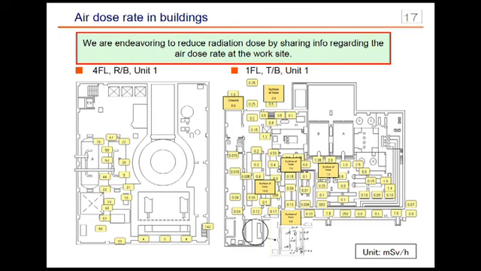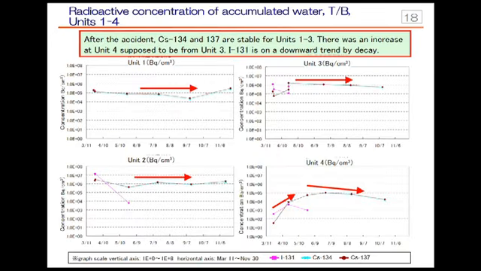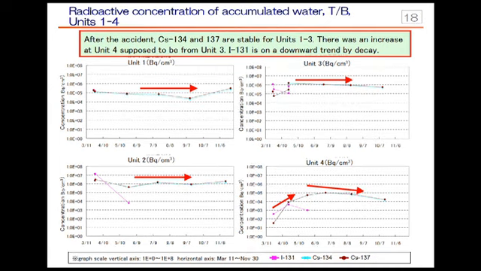And concerning Units 5 and 6, the cold shutdown was accomplished during the regular inspection of the reactor. It was 0.5 microsieverts per hour or 0.4 microsieverts per hour. This is the air dose rate in the building on page 18. Individual inspections of workers and those conducting investigations are being carried out to prevent overexposure. The situation of the dose of the fourth floor reactor building of Unit 1 and the first floor turbine buildings are shown on page 18.